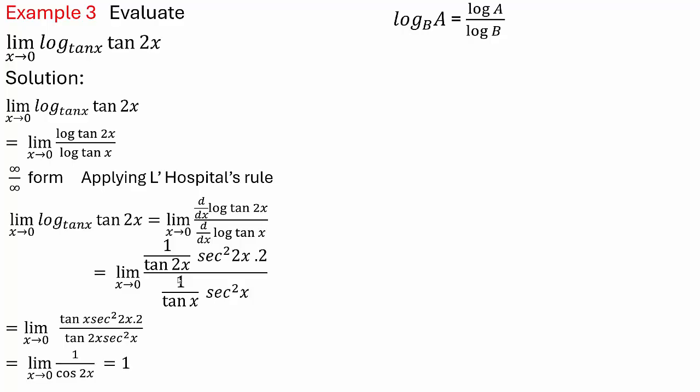Tan x equal to sin x divided by cos x. Sec square x is 1 by cos square x. And if you substitute these values here, you will get limit x tends to 0 of 1 by cos 2x, which is nothing but 1 by cos 0. Cos 0 is 1. Therefore, this is 1. Hence, limit x tends to 0 of log of tan 2x to the base tan x is 1.